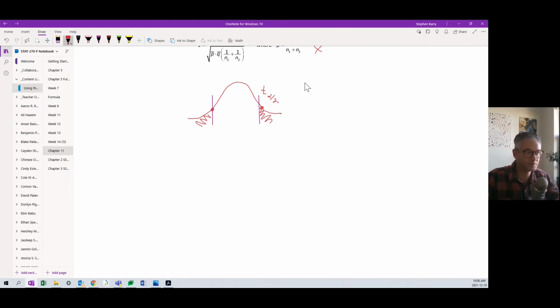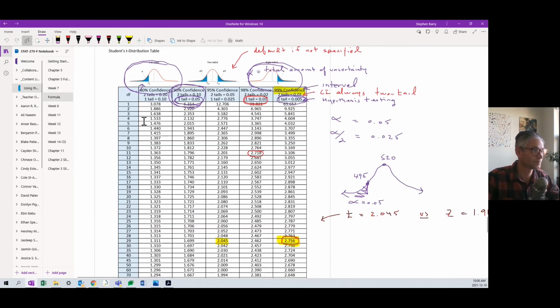Okay, so let's look at our chart. I'm doing a two-tail, 98% confidence. There we go. Two-tail, alpha 0.02. So I'll take this here.